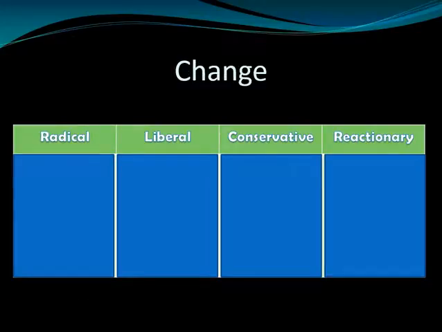All right, moving on. So the basic thing that we talk about when we're talking about the continuum is how do people feel about change? And we can divide up into 4 general categories: radical, liberal, conservative, and reactionary. And we're going to look at these 4 categories for every issue that we look at through the remainder of class today. Now remember, this doesn't mean you're one of 4 things.